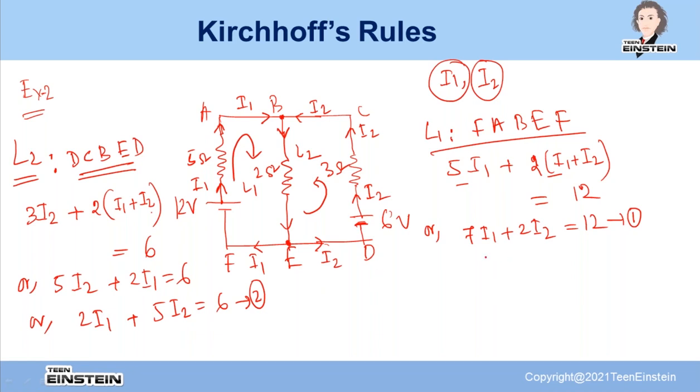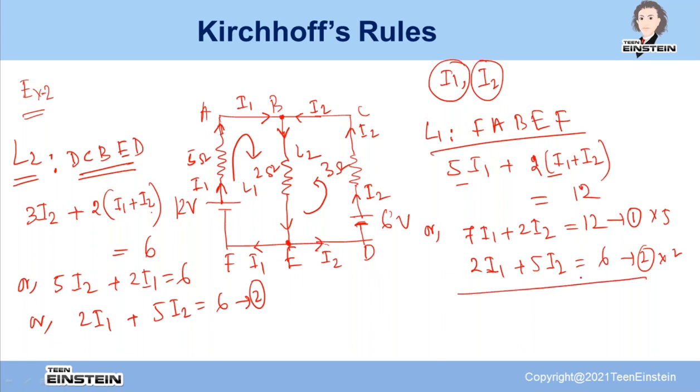So now if I have to just eliminate one of them, what I'll do, I'll just eliminate I2. So I can multiply here 5, here 2, and then just do subtraction. If I multiply here 2, this will be 4, and this 5 means this is 35 I1 plus 10 I2 is equal to 60 over here.